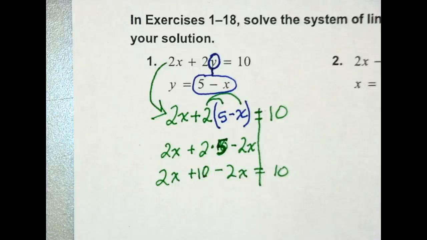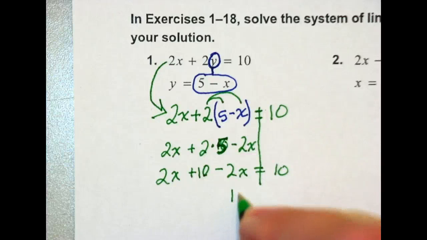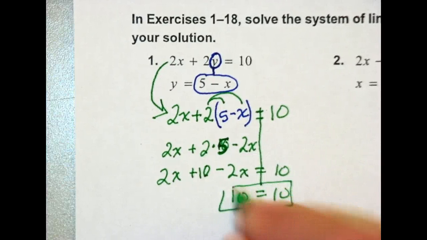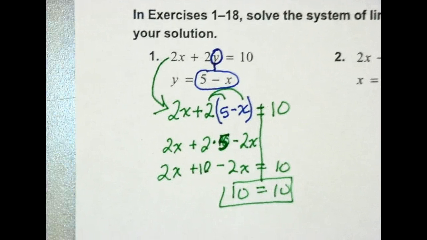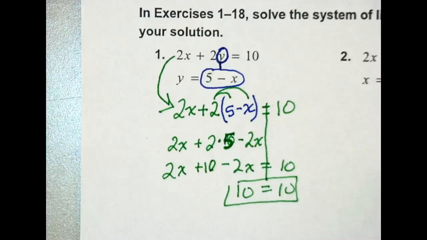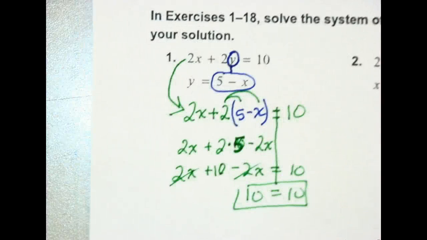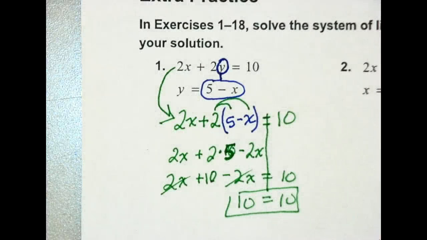What ends up happening here? Hey, you get 10 equals 10. That's kind of weird, right? How many got 10 equals 10? Yeah, your x's cancel out. You get 2x minus 2x. Those are gone. You end up with 10 equals 10. That kind of makes it a tougher problem, right?